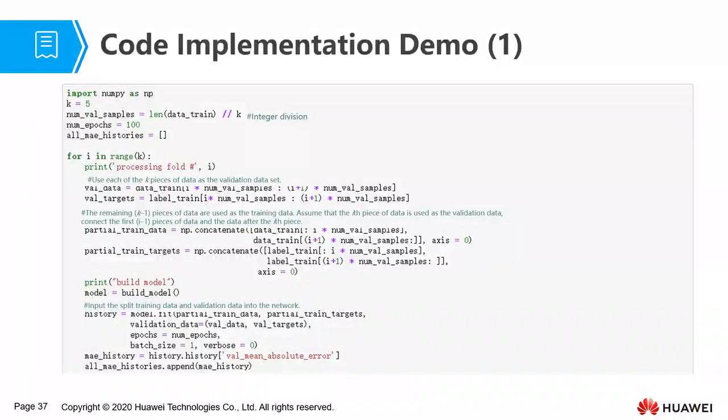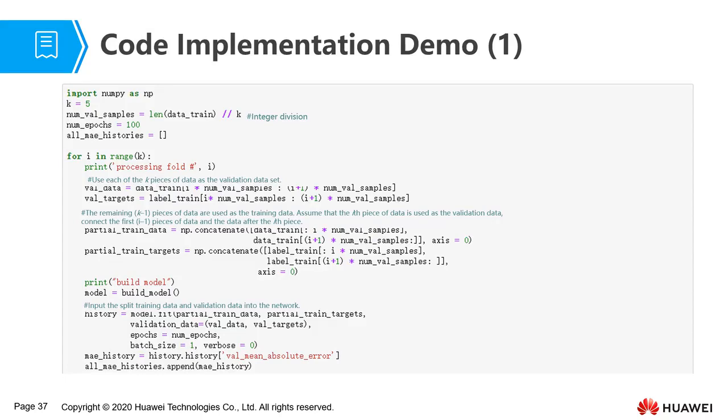Before training a model, we define several hyperparameters. These hyperparameters are manually defined and cannot be learned during data learning. We define k equal to 5. This k indicates the k-fold cross-validation. We used 5-fold cross-validation when we divided the validation sets.